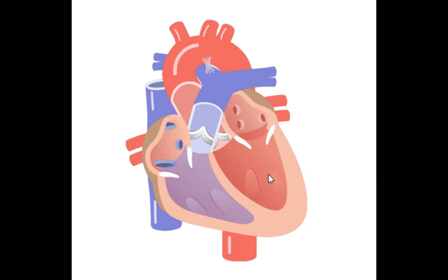So during atrial systole, the atria contract, the AV valves open, the pressure in the atria is greater than the pressure in the ventricles, so blood moves to the ventricles. Following on from that is going to be ventricular systole. Ventricular systole is when the ventricles are going to contract. So here we go.